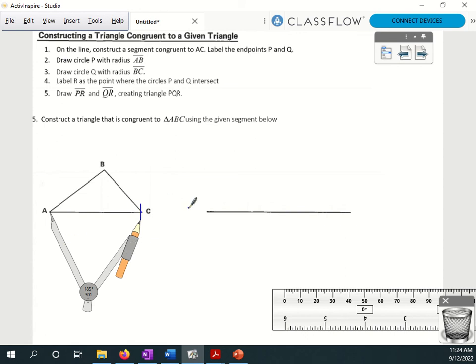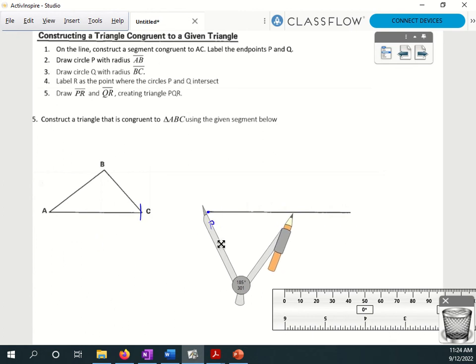And then we're going to slide our compass over to the end point here. I think we'll label this one P. So we're going to draw a circle around P. Do we need the whole circle? Nope, just the arc that cuts through that line. And where this hits, well, it's set up here to label the endpoints, so we'll call this one Q. So we know that AC and PQ are congruent. So far, so good.